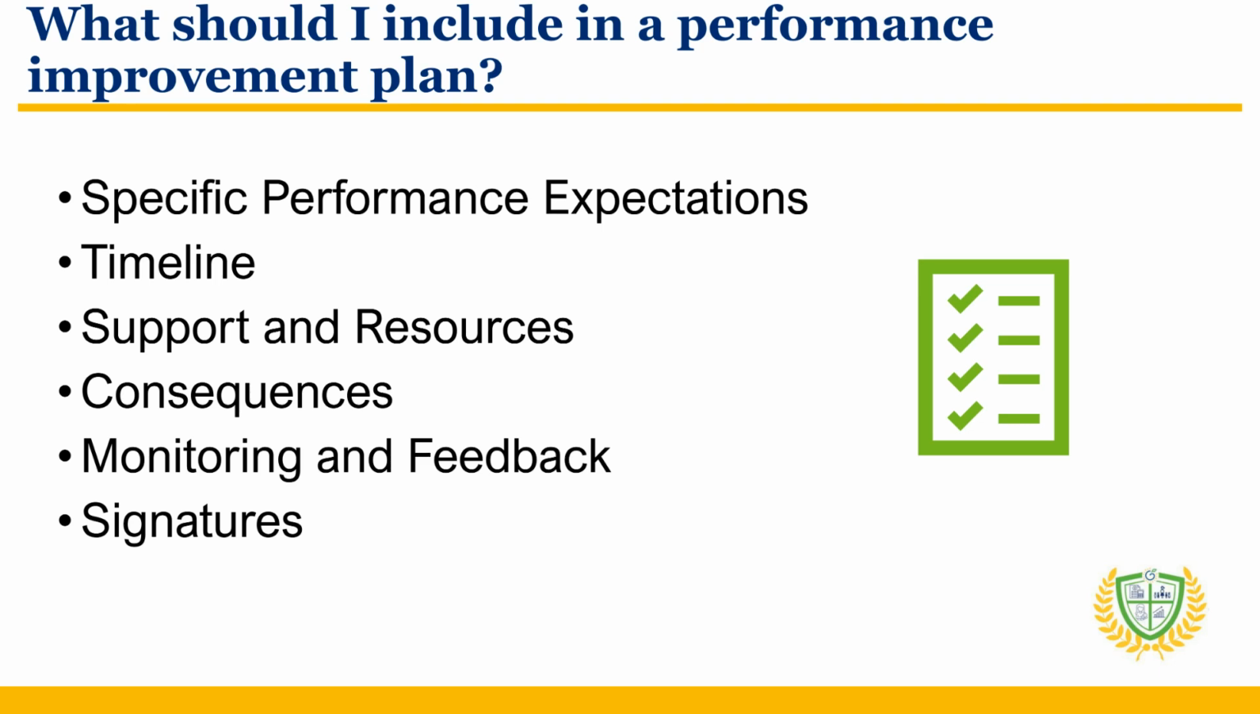Clearly outline the consequences. The PIP should clearly outline the consequences if the employee does not meet the performance expectations within the timeline. This can include disciplinary action, termination, or other consequences. Frequently monitor and provide feedback. The PIP should include a plan for monitoring the employee's progress and providing feedback. This can include regular check-ins with the employee, performance reviews, or other monitoring methods.